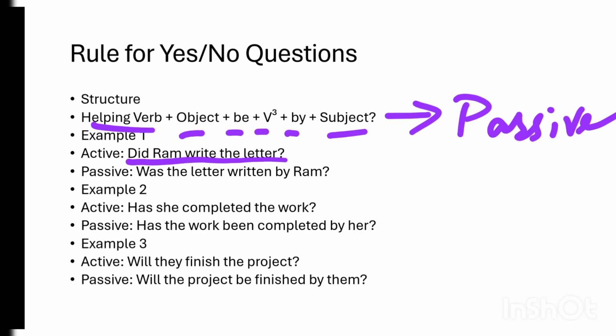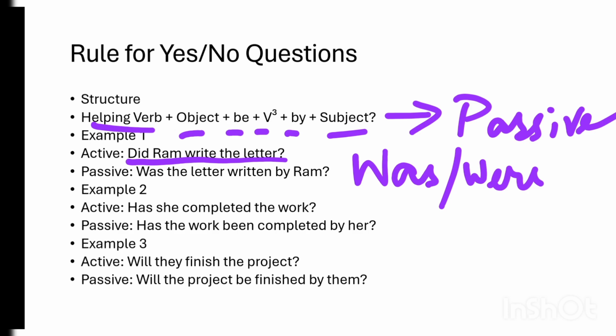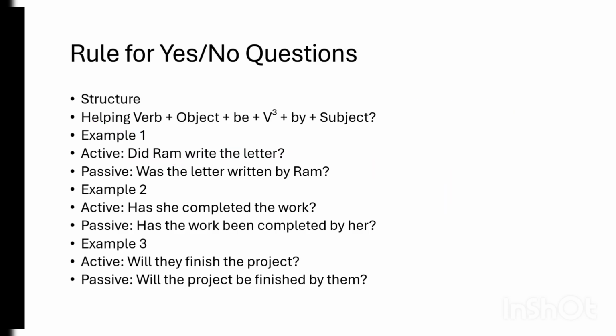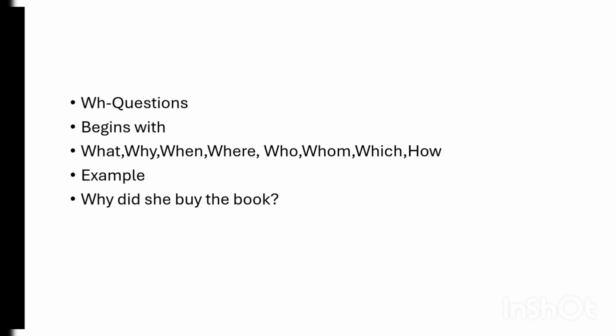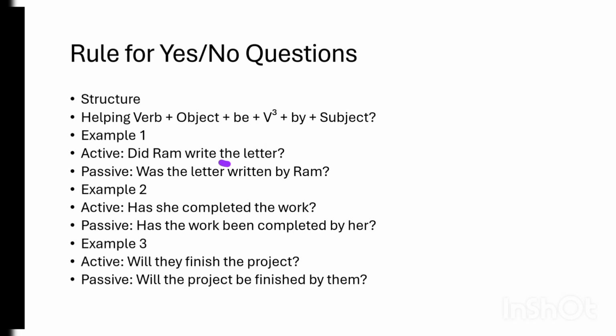When the question starts with did, it means past tense, so your answer will start with was or were, depending on the subject. So here we will find the object first. Letter is the object here, and letter is singular in number, so we will write was the letter, then again V3. Was the letter written, then by Ram.